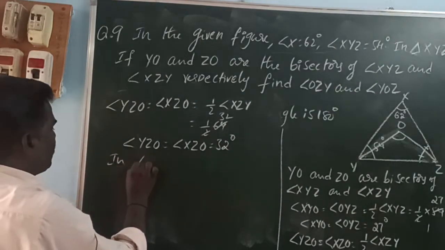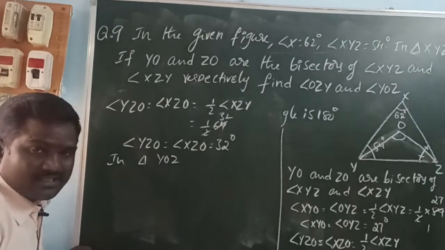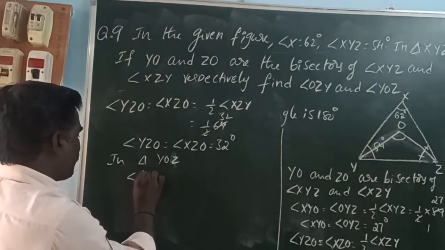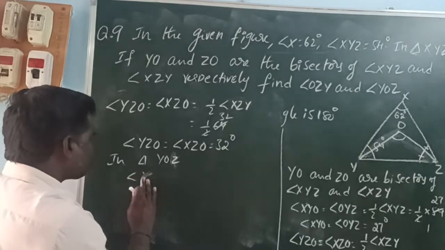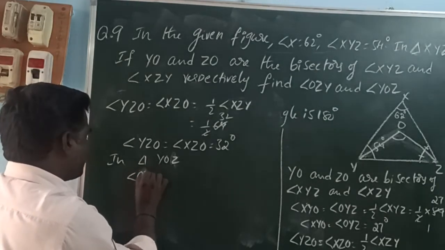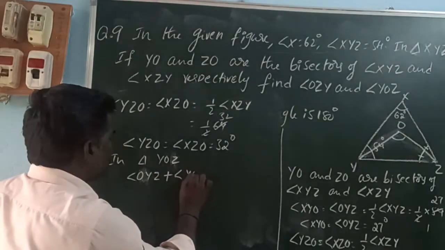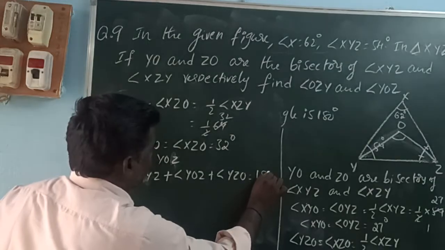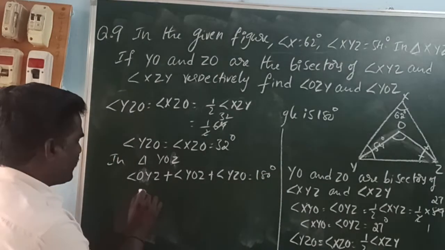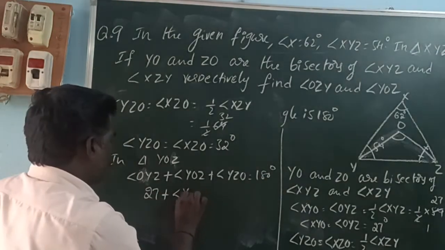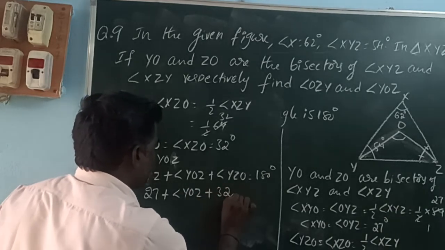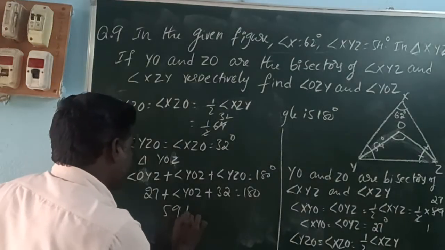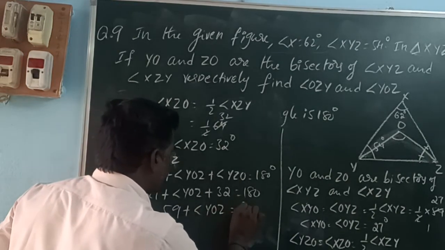So in triangle YOZ, the sum of angles is how much? 180 degrees. So that is angle OYZ plus angle YOZ plus angle YZO is equal to 180. So angle OYZ is how much? 27, plus angle YOZ, plus 32 is equal to 180. So 27 plus 32, how much? 59, plus angle YOZ is equal to 180.